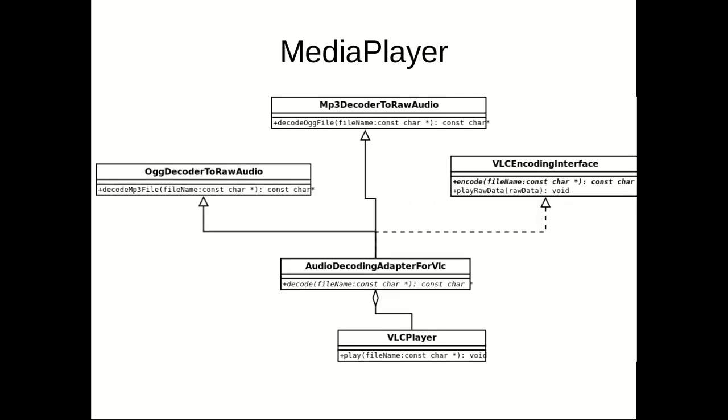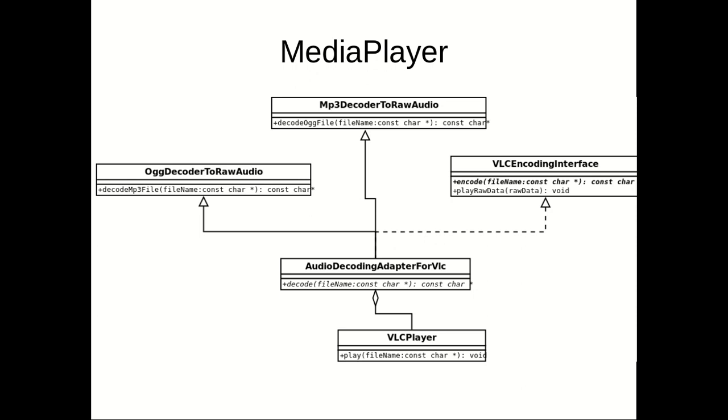So let's take a class diagram of this scenario. You can see here I have a VLC player class which has a function called play, which takes the file name as an argument. And there is another class called VLC encoding interface here that has a pure virtual function called encode, and it has some utility function to play the raw audio data. It knows how to use the VLC player to play some audio data. So that's the purpose of this class.